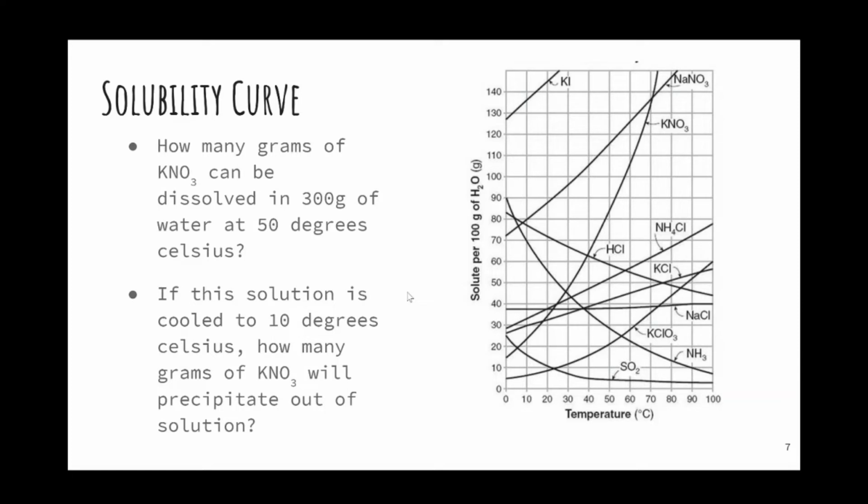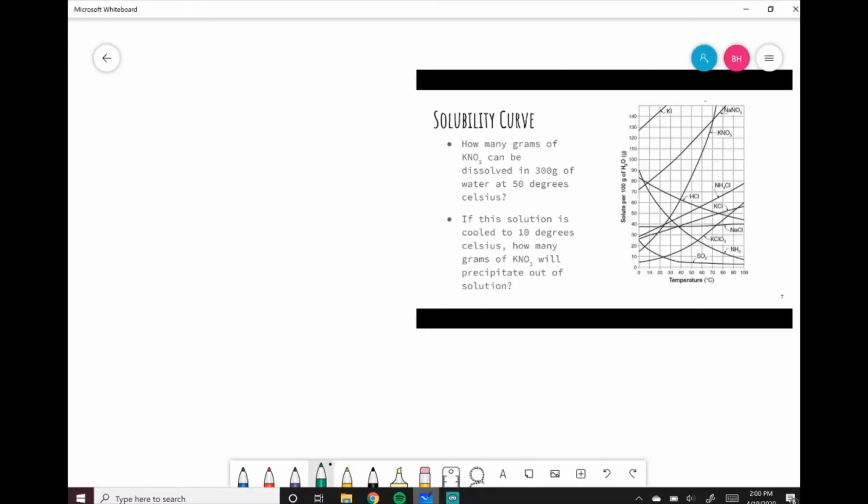So what we're going to do is we're going to go ahead and switch screens and solve these two problems using the solubility graph and some of our math tools. So what we have here is a solubility curve and we're going to solve a couple different solubility problems. So let's take a look at the first problem. It says, how many grams of potassium nitrate can be dissolved in 300 grams of water at 50 degrees Celsius? Now, a couple things I want to point out.